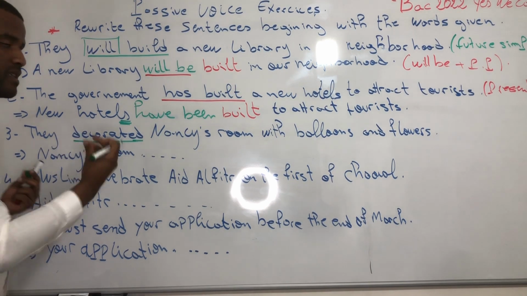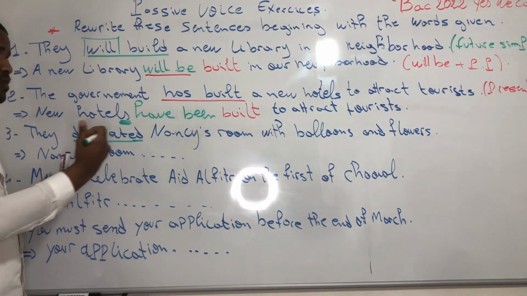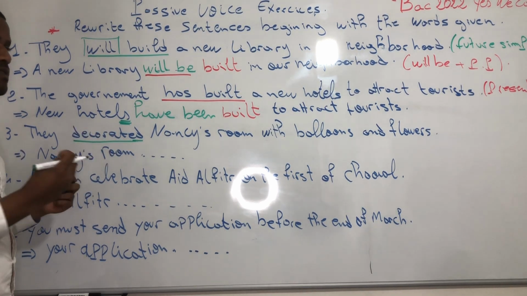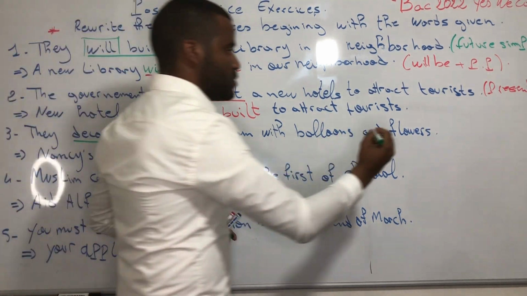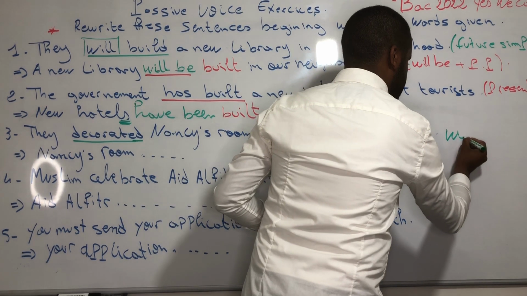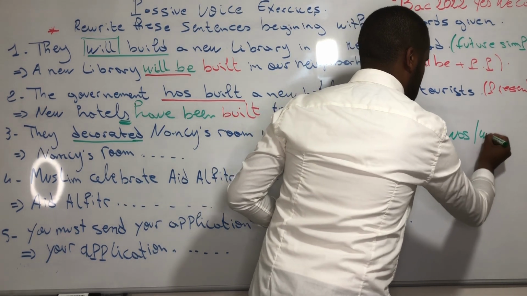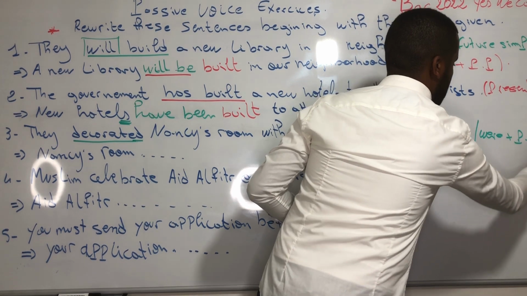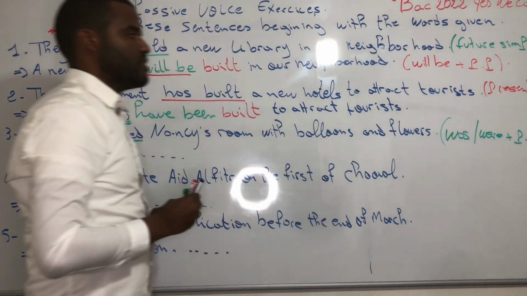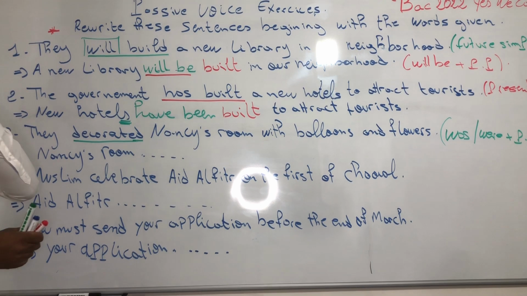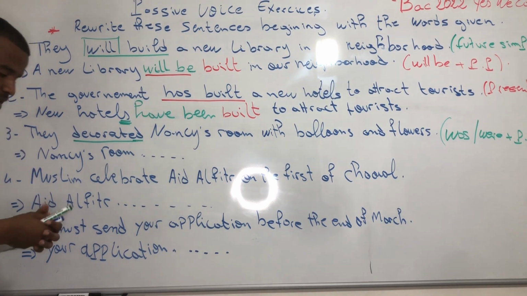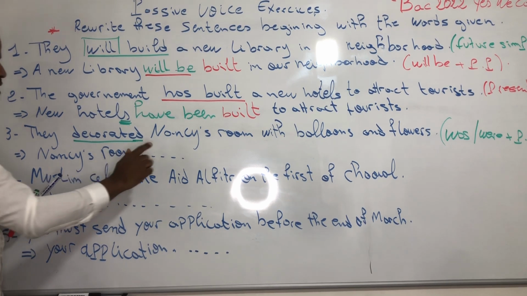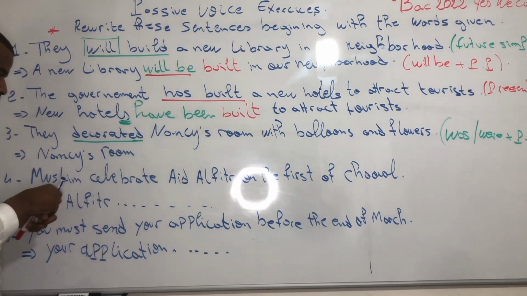So شنو القاعدة اللي كنديرو إلا بغينا نحولو من الأكتيف للباسيف؟ إلا كانت عندنا واحد الجملة في simple past شنو غنديرو؟ We are going to conjugate the verb to be in the past. Was or were plus the past participle of the verb. Okay? So was or were plus the past participle of the verb. So we have to write Nancy's room.